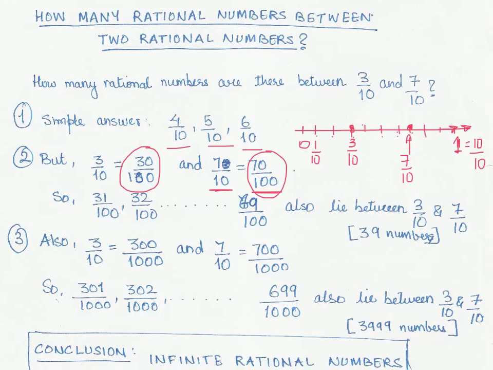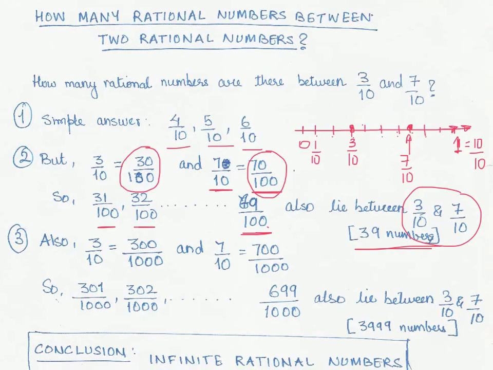So if we follow the same logic, you can start with 31 by 100, 32 by 100, and so on all the way till 69 by 100. Okay, so we can say that all these 39 additional numbers in the form of p by q, that is 31 by 100, 32 by 100, and all the way up to 69 by 100, also lie between 3 by 10 and 7 by 10. So far so good. We have more numbers than what we think.